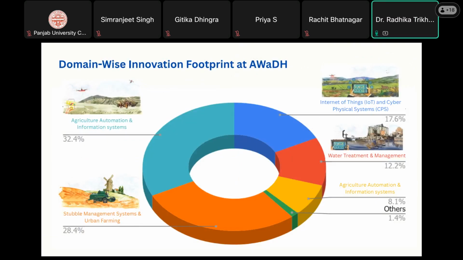And these are the areas where we are focusing, from agriculture automation to urban farming. Nowadays, we are learning about hydroponics, aquaponics, and urban farming, where you can grow your vegetables in your balcony itself. So we are working on these technologies.